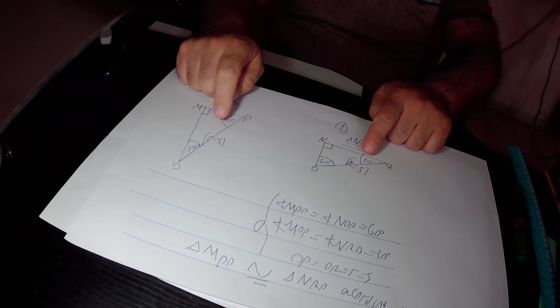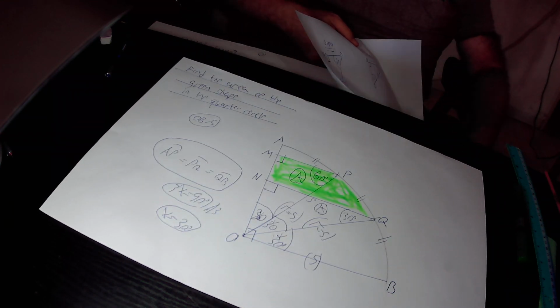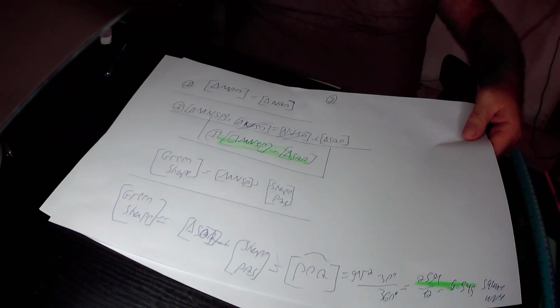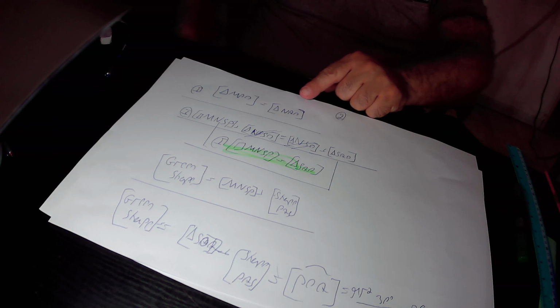And from the fact that those two right triangles are congruent, we derive that they also have the same areas. That is to say, the area of the right triangle MPO is equal to the area of the right triangle NQO.